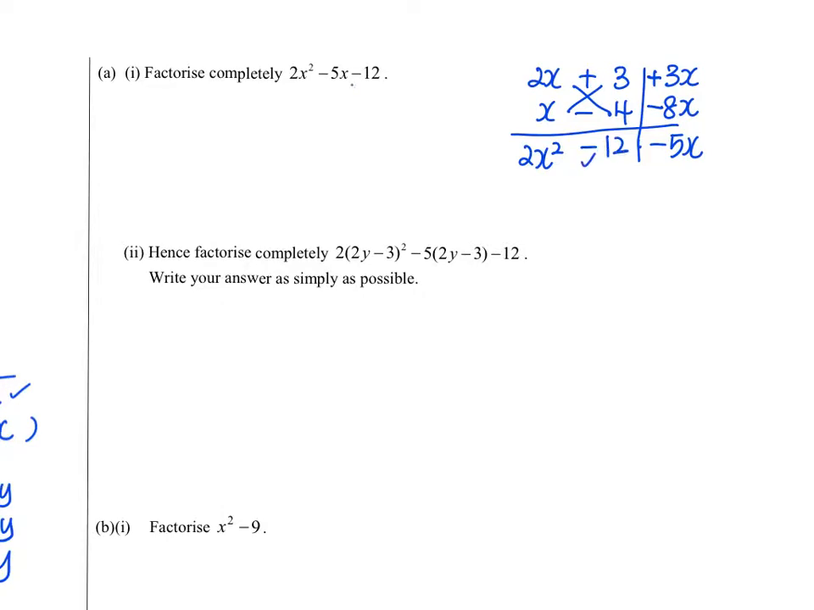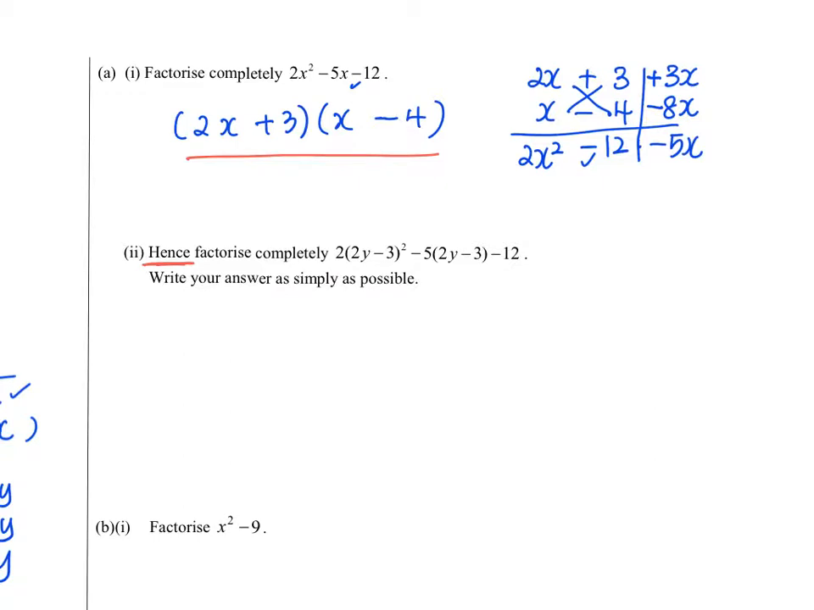Check the sign. Correct. So this answer here is 2x plus 3, x minus 4. Okay, so this part A is not much of a problem. The problem comes with part 2. Now the question says, hence. What does the word hence mean? Hence meaning I need to use the answer from above, and write your answer to factorize this thing as simply as possible.